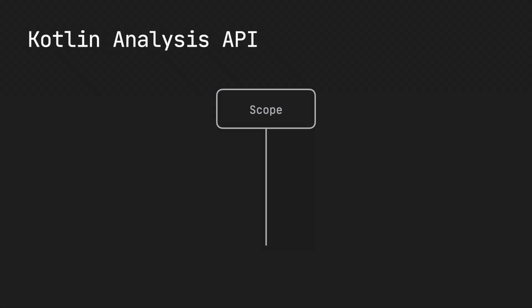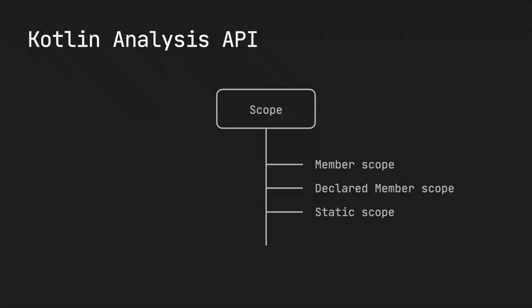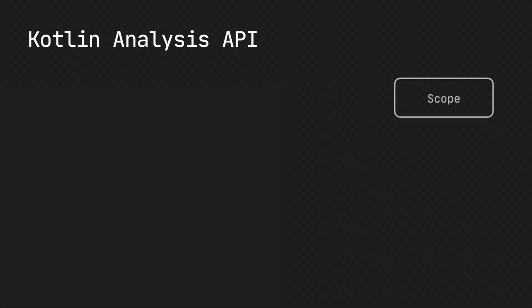A scope inside of the compiler is represented using a KaScope, which is an interface, and a scope could be a member scope. It could be a declared member scope or a static scope. All these different scopes have to be taken into account, and I have the ability to access information about these scopes with the Analysis API.